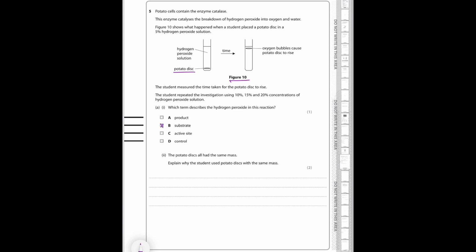Then for part 2, we're told the potato discs all had the same mass. Explain why the student used potato discs with the same mass. So we're using the same mass because it's a control variable and we need the mass to be controlled so we can compare the different results.